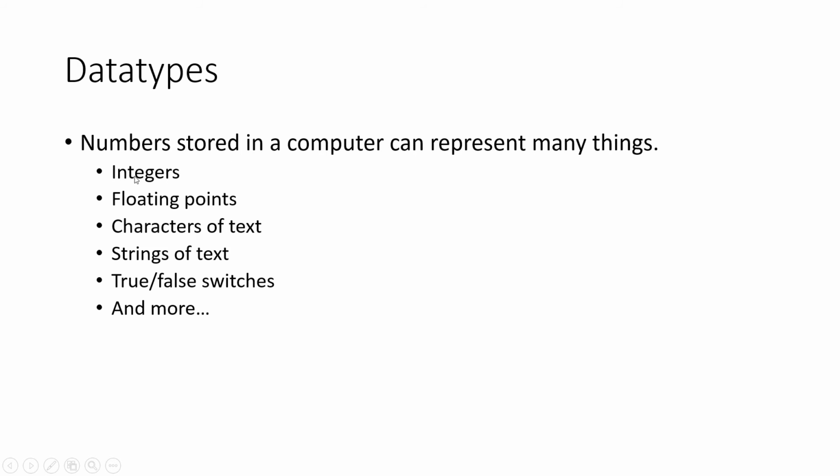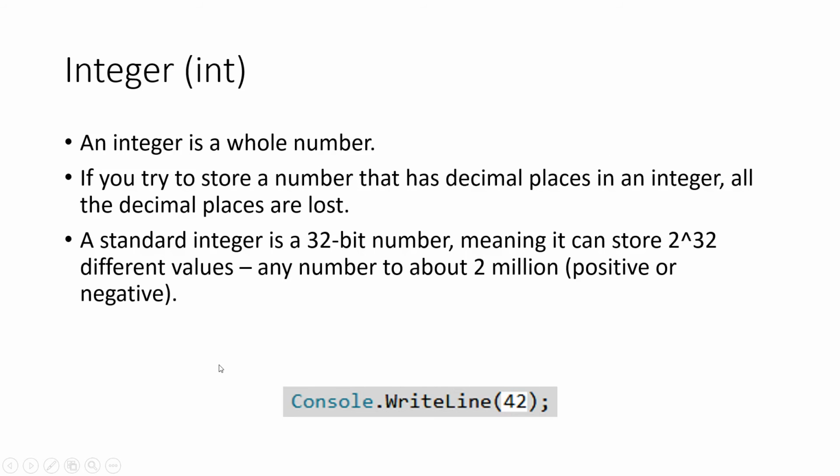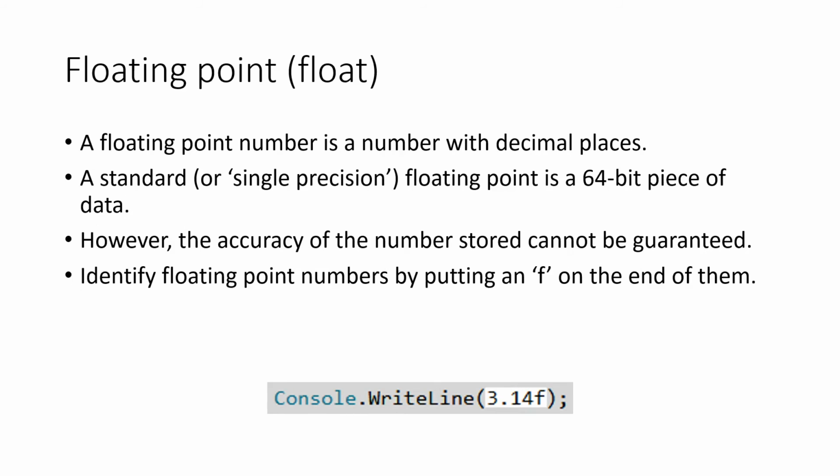Data types we mentioned: integers, floating points, characters, strings, true, false, which is booleans, and more. There's other ones as well. So an integer is a whole number, like the number 42. It's a 32-bit number. If you know your binary, that means you can store up to 2 to the power 32 values, which gives you roughly about 2 million positive or negative. If you go above or below 2 million or minus 2 million, then an integer number is not enough to contain that, and you will get some weird things happening. It's called an overflow if you do that.